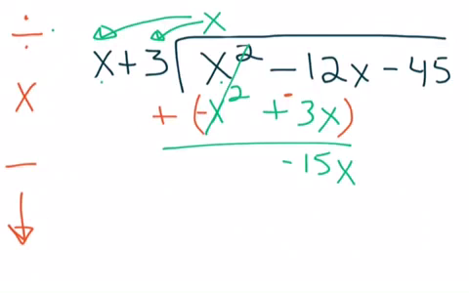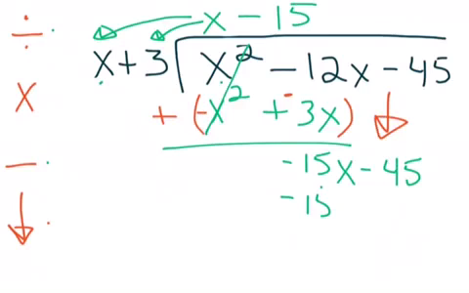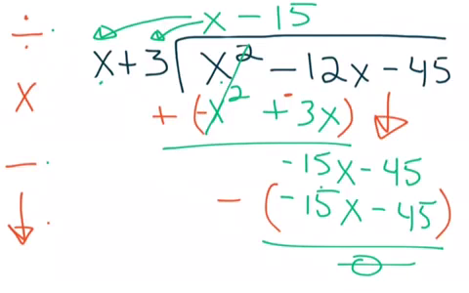If a mistake's going to be made, it's probably going to be on one of these steps where you subtract. So be really careful of signs and such. Next I'm going to bring down that minus 45. And now I've gone through an entire cycle, I'm going to start the cycle over again. So I'm going to say negative 15x divided by x is going to give me negative 15. Then I'm going to multiply, that's going to give me negative 15x minus 45. Then I'm going to subtract, and that's going to leave me with 0. And so my final answer is going to be x minus 15.